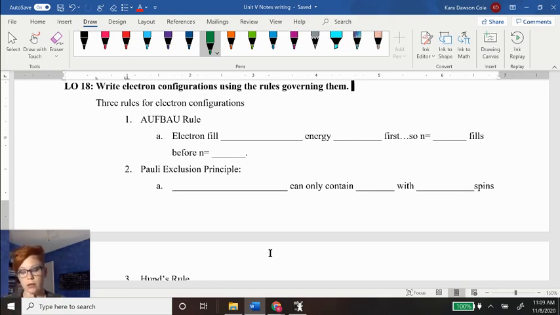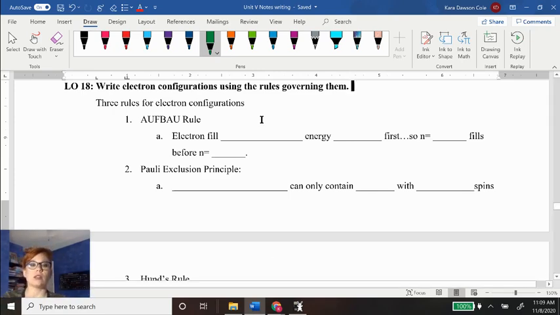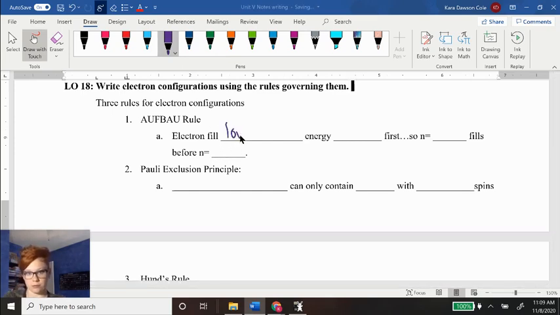So there are 3 rules for electron configurations. Again, when we're writing electron configurations, we are trying to figure out how the electrons are being placed into the electron cloud. So how is the atom built on the outside of the nucleus? How is it built up from the nucleus? The first of the 3 rules is the Aufbau rule, which states that electrons fill the lowest energy levels first. So n equals 1 is going to fill before n equals 2, okay?